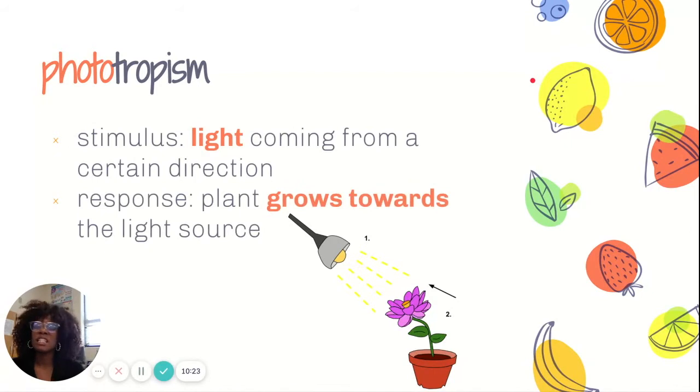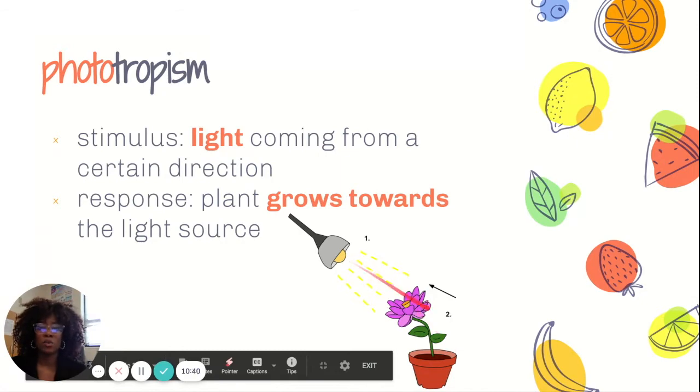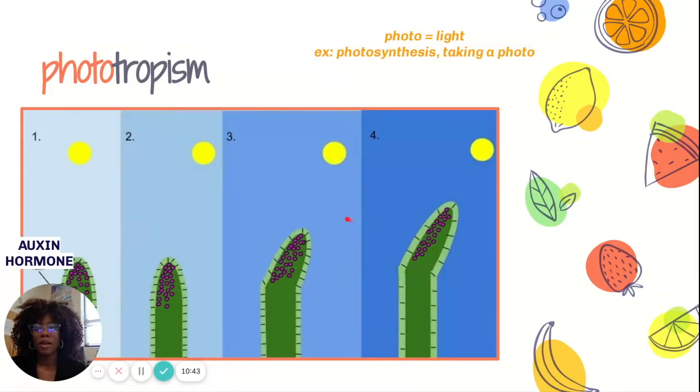Okay, phototropism, very easy. You should know this by now because we know that photo means light, as in taking a photo of someone, or photosynthesis. You definitely have to know that photo means light at this point. So if light is coming from a certain direction, the plant is going to go towards that light source. That is called phototropism. Again, here's that infamous hormone auxin. Auxin is in the tips of plants. So as light is moving, the plant is growing more and more towards it. That auxin hormone is causing the cells to elongate in the direction of that stimulus, okay?